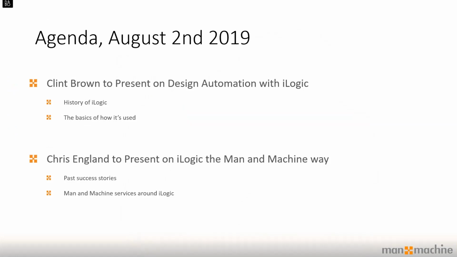So we're going to start off with Clint. I'm going to hand over to Clint, and he's going to present on design automation within iLogic. So just a bit on the history of iLogic, and then just some of the basics of how it's used. And then after that, we're going to look at doing iLogic the Man and Machine way. So I'm going to talk about some of the past success stories we've had with previous clients, and then also just how we run our services around iLogic and the training of iLogic and obviously other automation solutions that we provide.